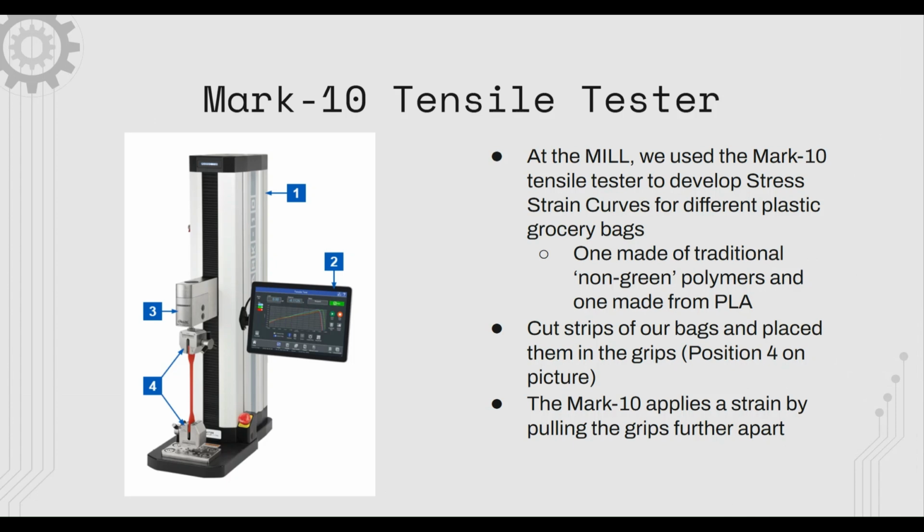We cut strips of our bags and then placed them in the grips, which is position 4 on this picture. And the Mark 10 basically applies a strain by pulling the grips further apart that will then allow us to get a stress strain curve.